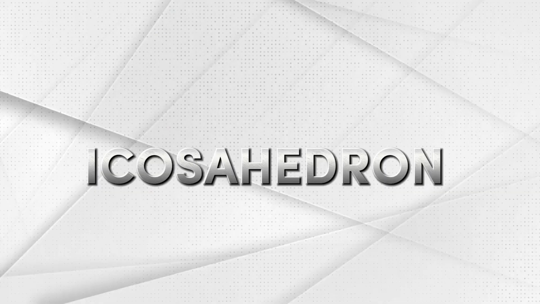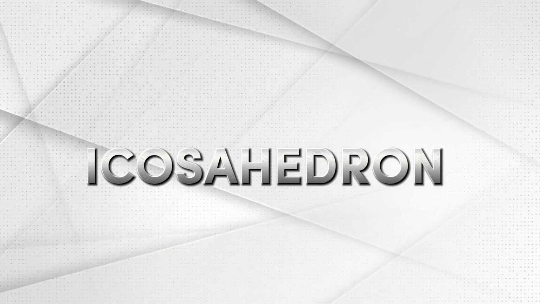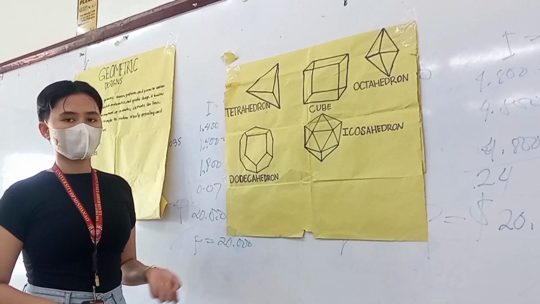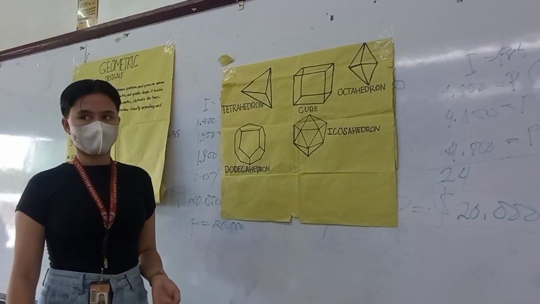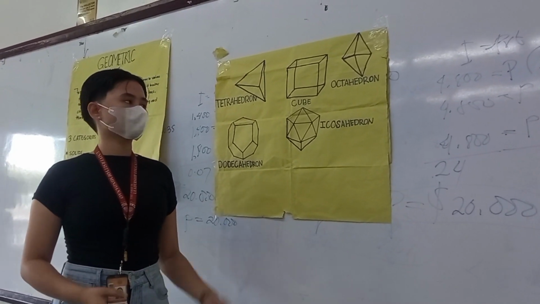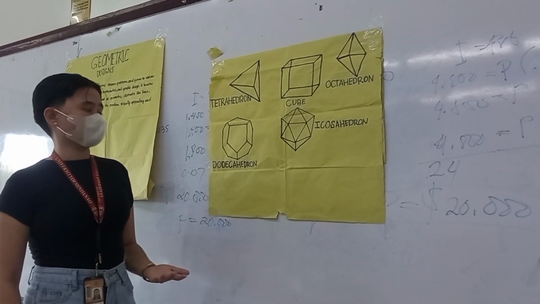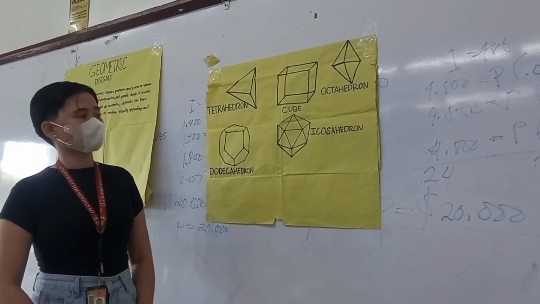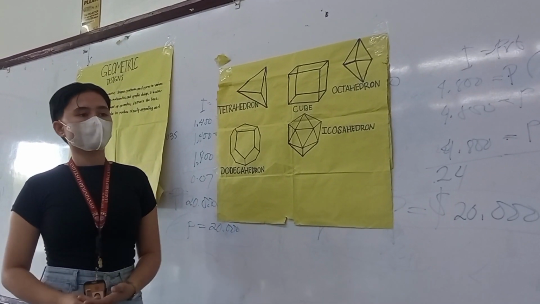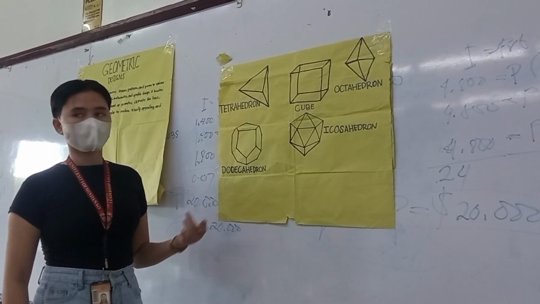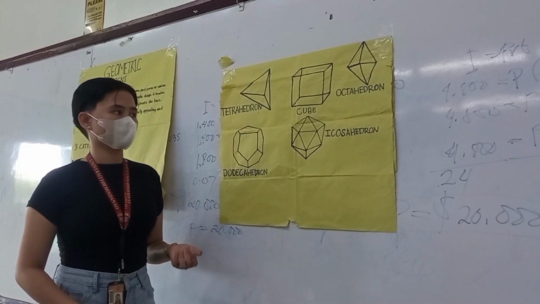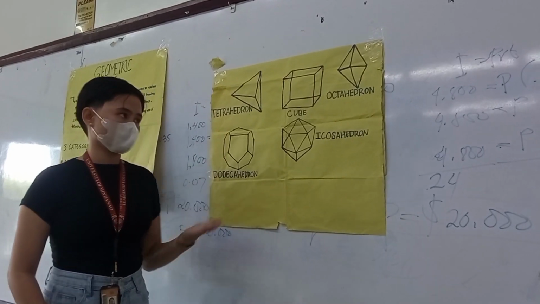Lastly, the fifth is the icosahedron. An icosahedron is a three-dimensional geometric figure that has 20 faces. In a regular icosahedron, all the faces are equilateral triangles. It has 30 edges and 12 vertices. These four shapes, along with the tetrahedron, are the 5 Platonic solids. A Platonic solid is a regular convex polyhedron with congruent faces of regular polygons and the same number of faces meeting at each vertex.